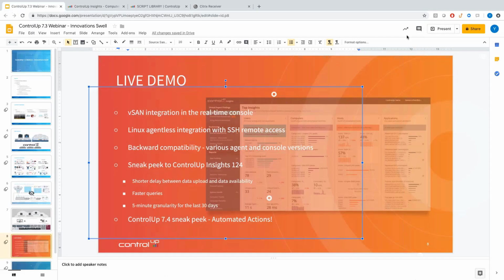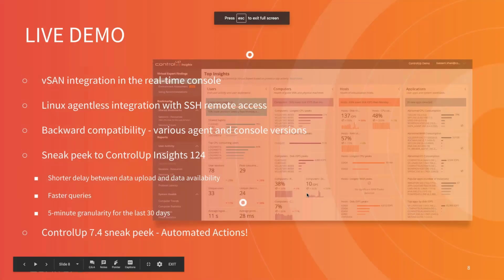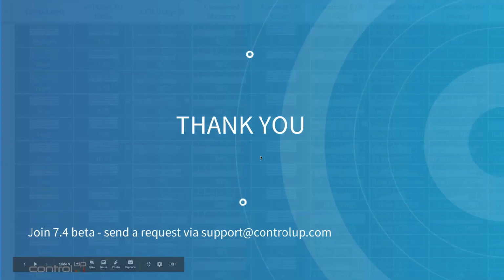Okay, so that's it, at least for now for 7.4. I want to really thank you guys for the time. Hopefully, you learned a lot about ControlUp and the upcoming new features. Again, go ahead, upgrade to 7.3. Now with the agent backward compatibility feature, it's a breeze. And stay tuned for news about 7.4 and insights.